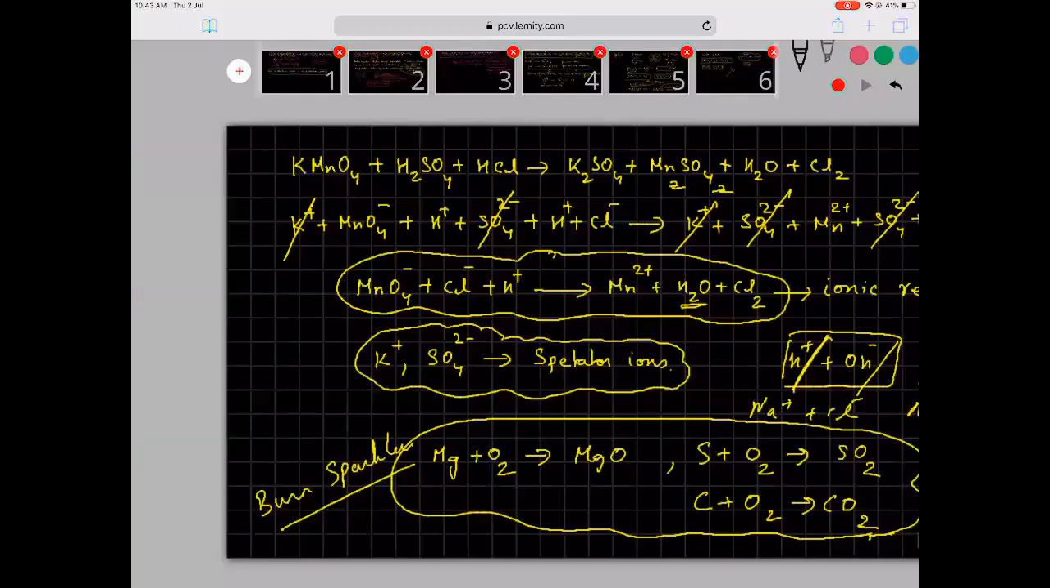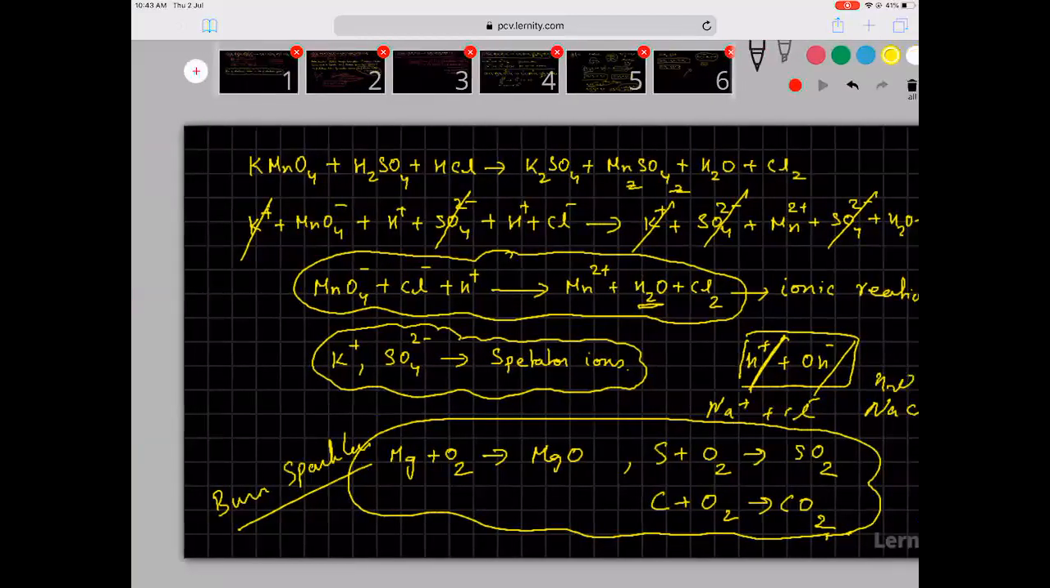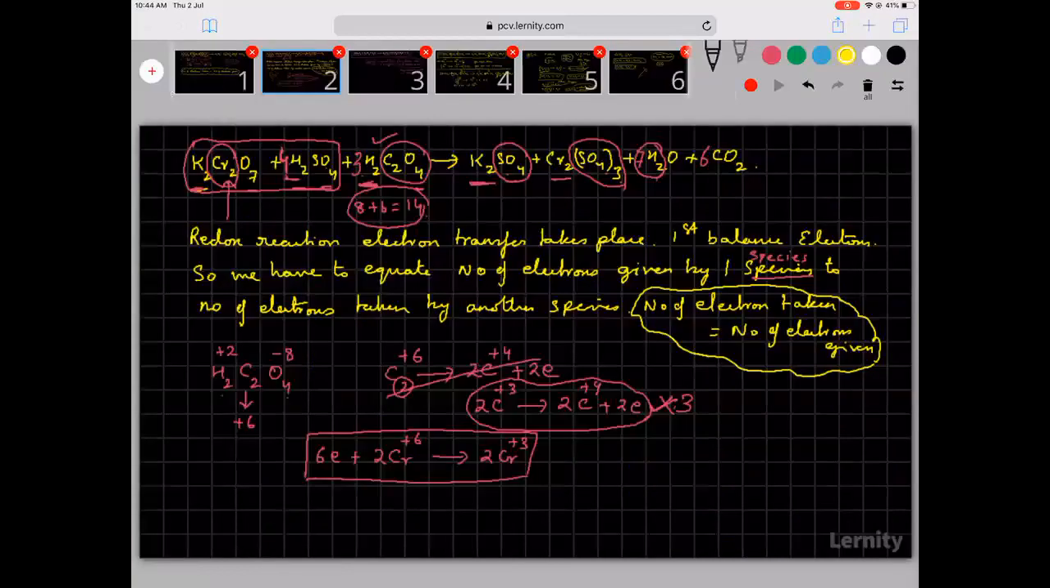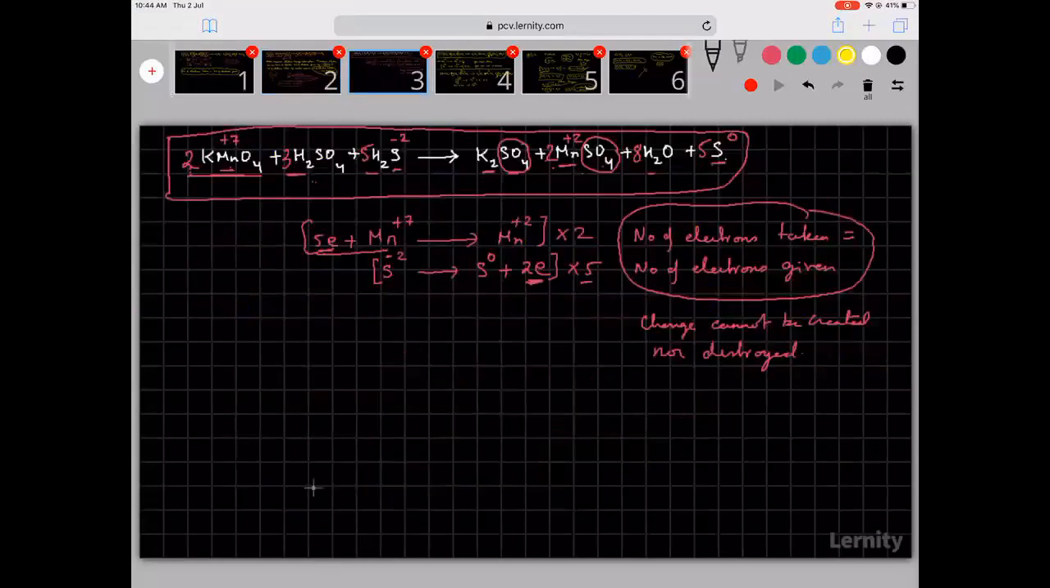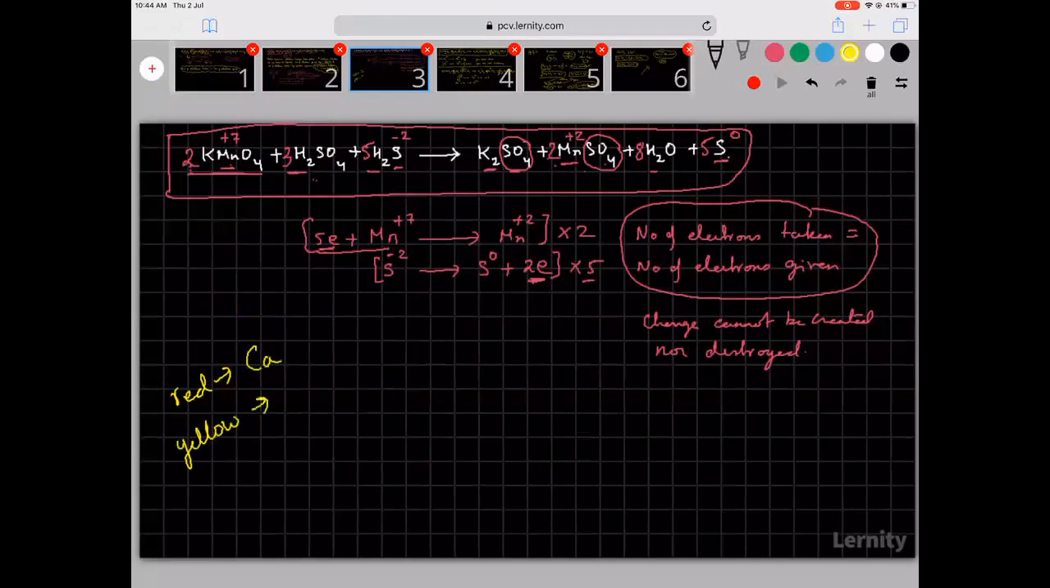This is the first slide. Second slide. Red color is because of calcium. Yellow color is because of sodium. Then green, blue is because of copper. Apple green is because of barium. Lilac color, violet color is because of potassium.